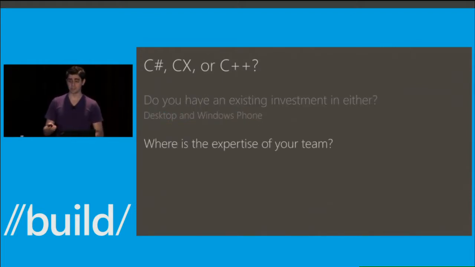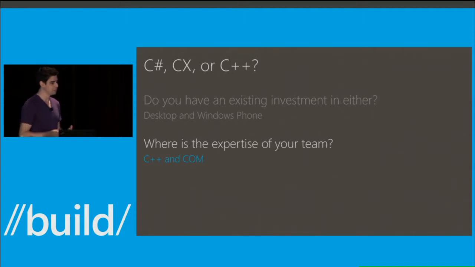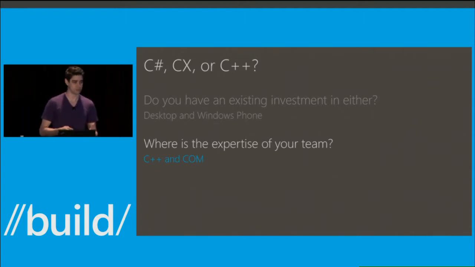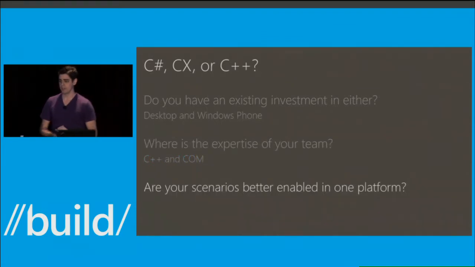Also, look at the expertise of your team. For us, this is really about C++ and COM. A lot of our platform developers are really familiar with this, so sticking with core C++ really was a great thing for us, and then only using CX when we needed to project APIs out to our UI layer.